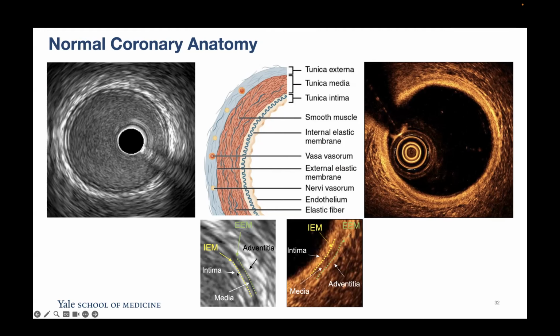On IVUS, it's bright, dark, bright, and the same for OCT. So the intima is bright, the media is darker, and the adventitia here outside is bright as well. And the interface between the media and the intima is the internal elastic membrane, or lamina, and the interface between the media and the adventitia is the external elastic lamina.